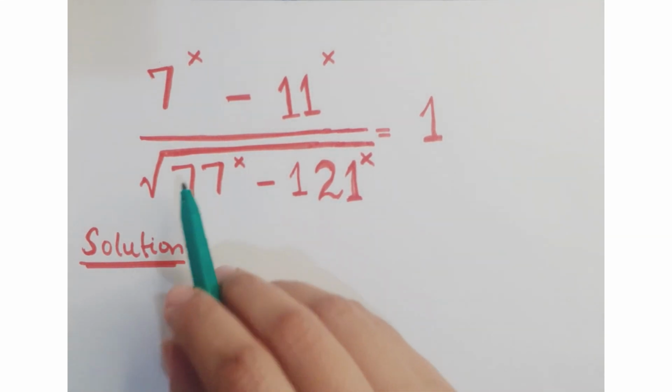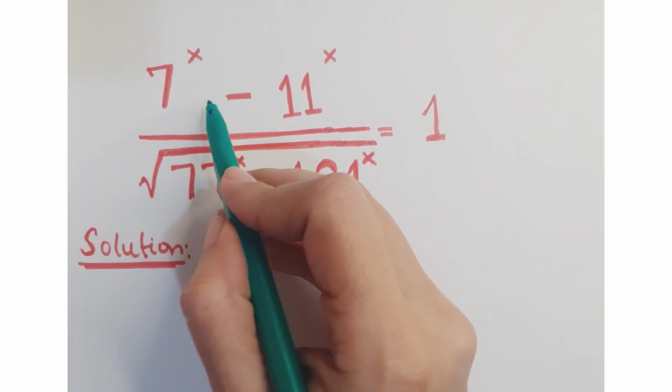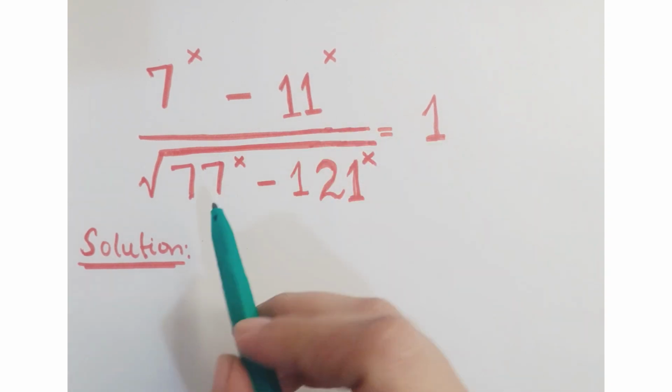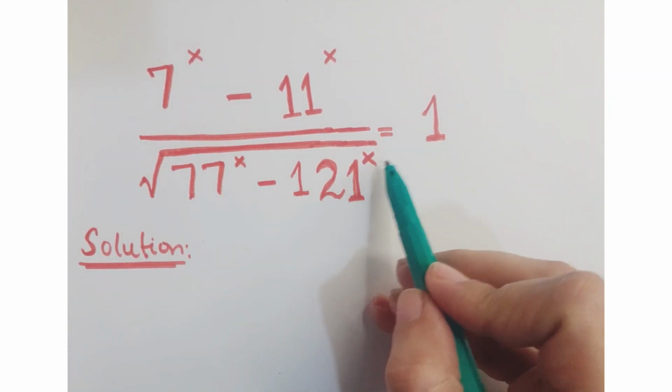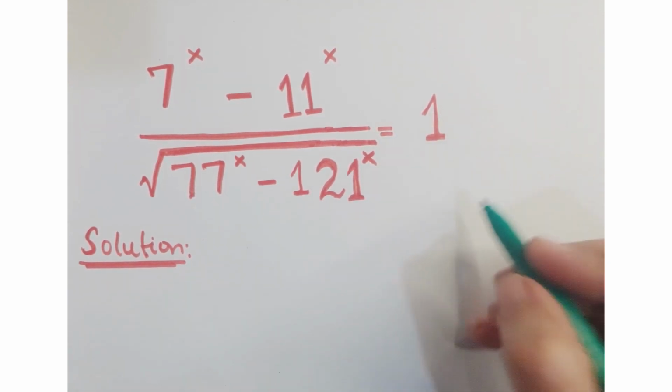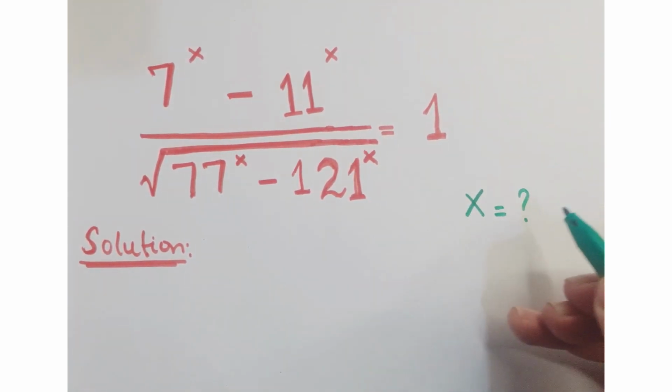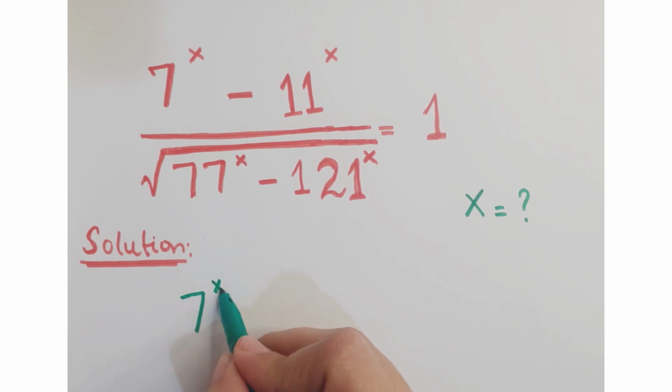Hi guys, look at this question. The question is (7^x − 11^x) / √(77^x − 121^x) = 1, and we have to find the value of x. Let's see how we proceed in this question.